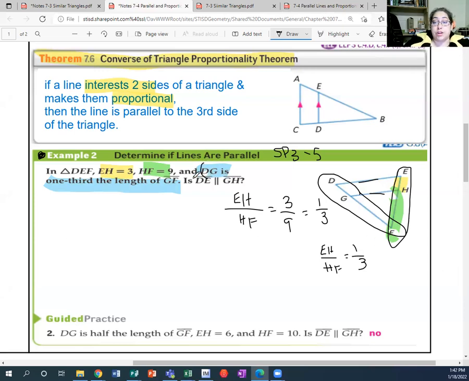Okay, time for me to translate this sentence. DG is, I'm going to use the equal sign, that means is, 1/3, the length of means multiplication, GF. All right, so I have DG equals 1/3 times GF.